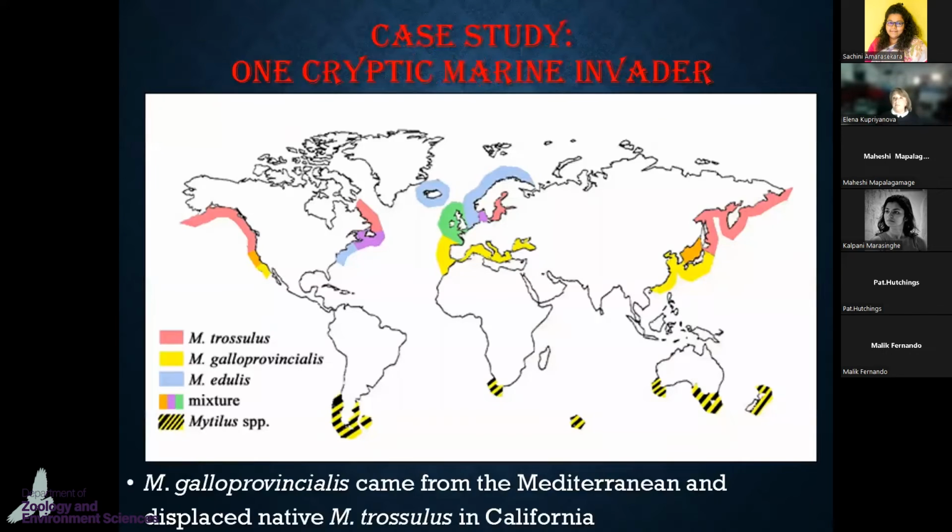What happened? This Mediterranean species actually was introduced to the Pacific coast, and to California. And in California, it managed to displace native species completely. So the point is that the invasion to California was unnoticed because a native sibling species was already there.